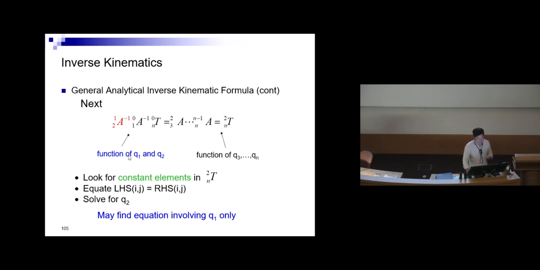After that, you isolate the second one. So you have 1,2A inverse, and 1,2A inverse and 0,1A inverse is essentially a function of q1 and q2. By doing so, you're reducing the right-hand side, so you end up with 2nT. This 2nT becomes a function of q3 to qm, and this one becomes a function of q1 and q2. So you do the same thing: you look for a constant element in 2nT, equate the left and right side, and solve for q2.